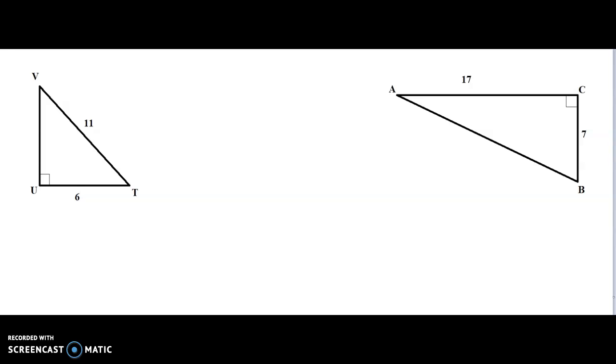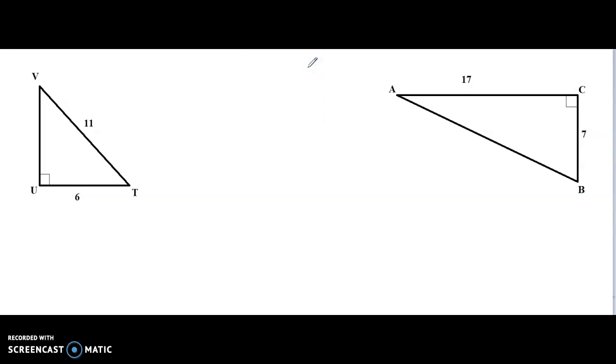Now, TUV is a right triangle, and you'll see that we have a side of 6 and another side of 11. We also have a missing side that's not given to us, UV, but if we're trying to find angles, we don't actually need that missing side. If we wanted to find the missing side, we would have to solve it with the Pythagorean theorem, but we're going to talk about that another time. So let's look at our situation.